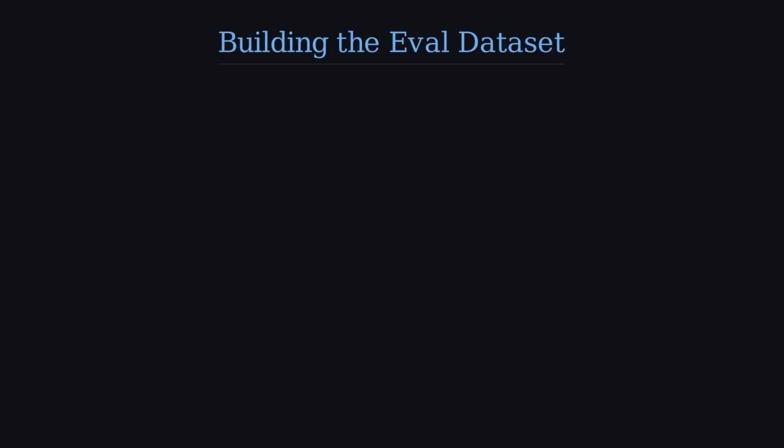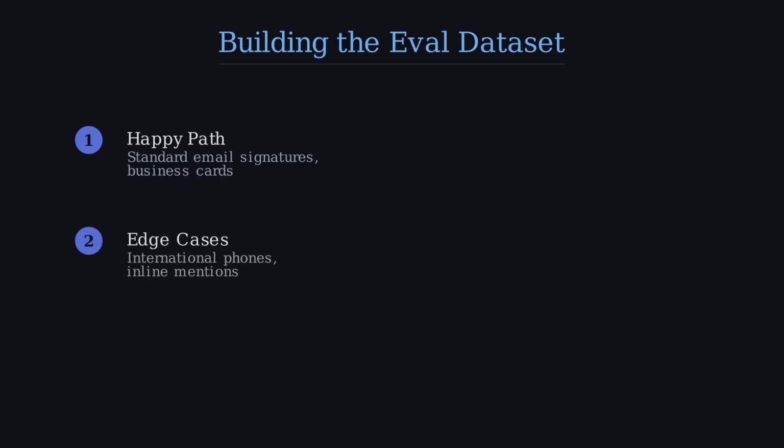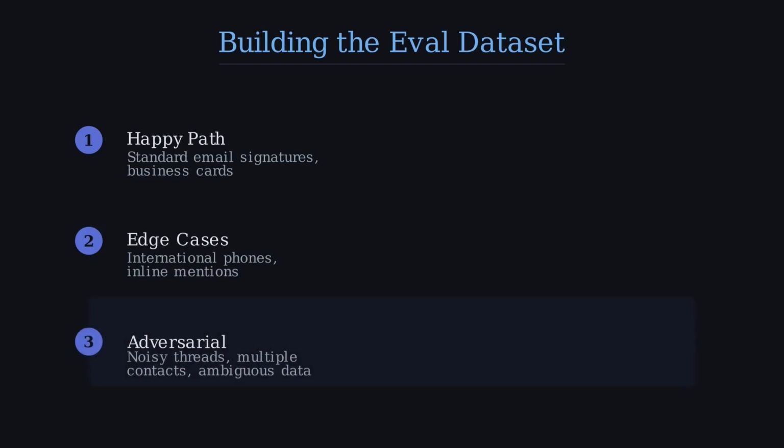Building the evaluation dataset is critical. You need 3 tiers of difficulty: happy path cases with well-formatted inputs, like a standard email signature; edge cases with unusual formats, such as international phone numbers or inline mentions; and adversarial cases with noisy text, multiple contacts, or ambiguous data. This spread ensures the optimizer improves on hard cases without regressing on easy ones.